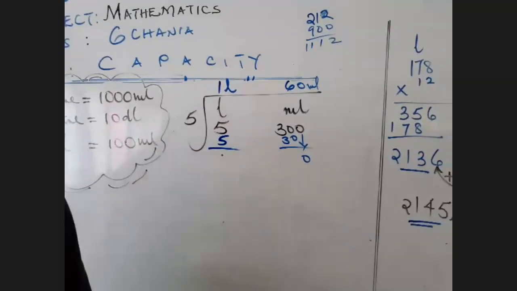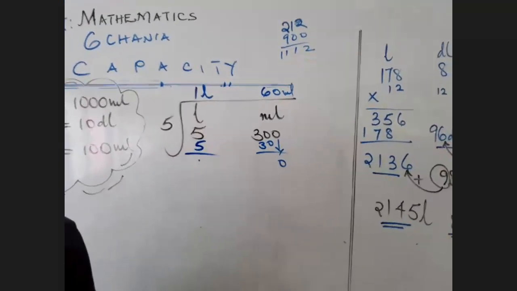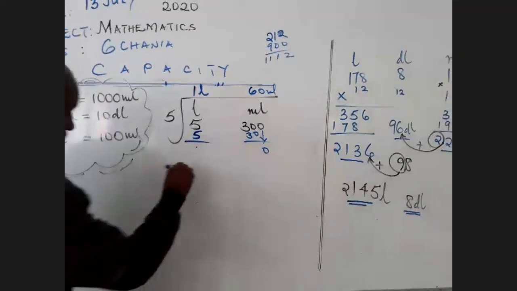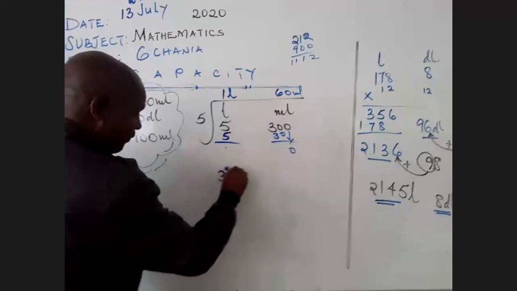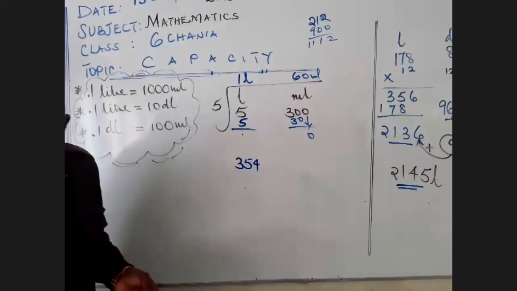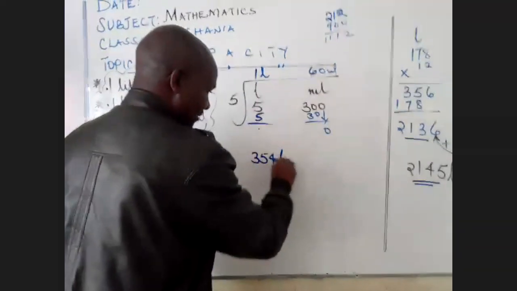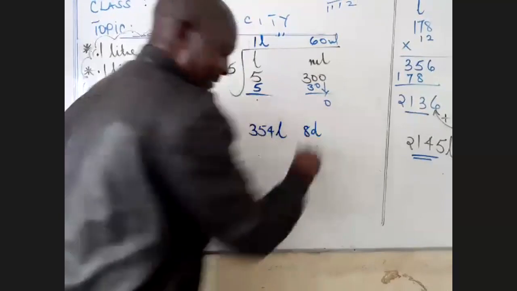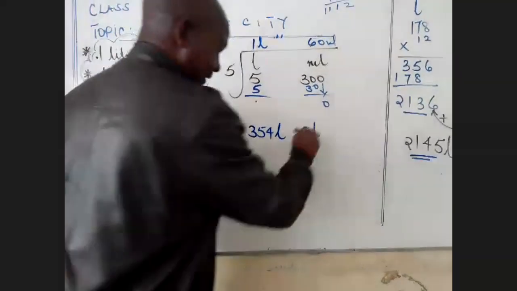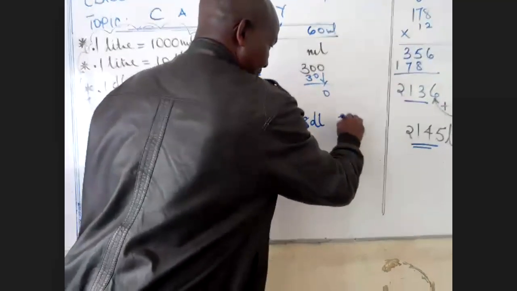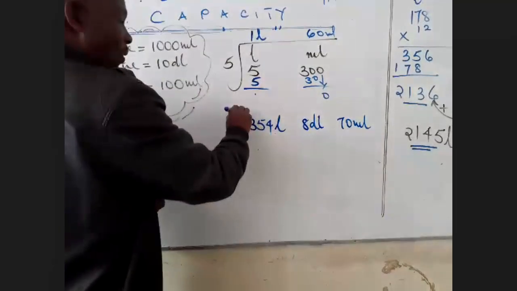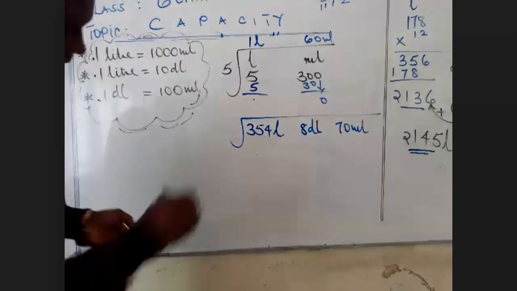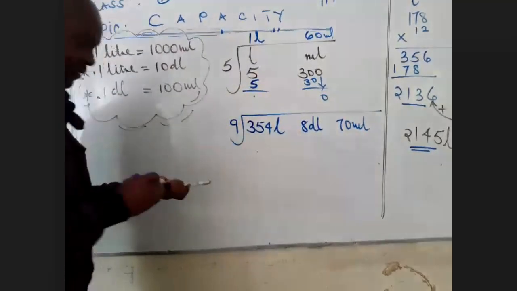Now, let's try another one where we are supposed to carry, let's say, 354. These are liters. Let's add deciliters in the middle, 8 deciliters. Milliliters, let's put 70. 70 milliliters. Share all this. Divide all this by 9. Observe carefully.